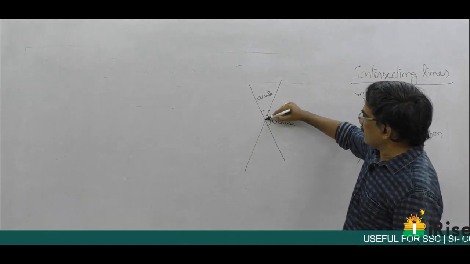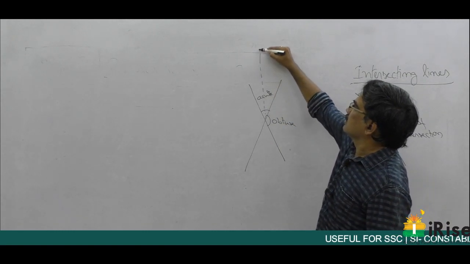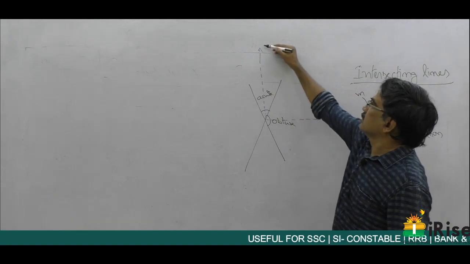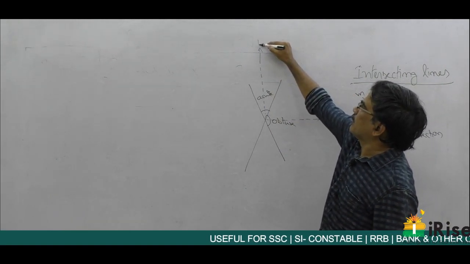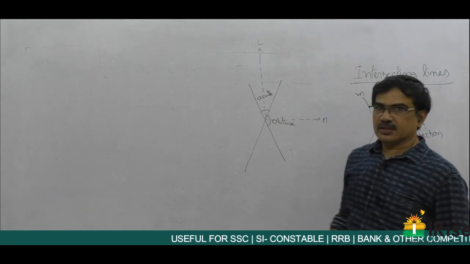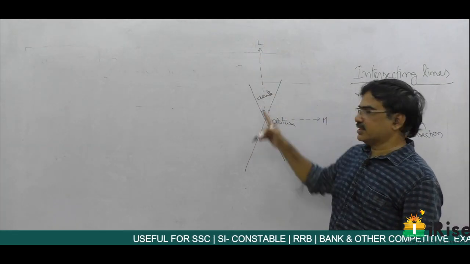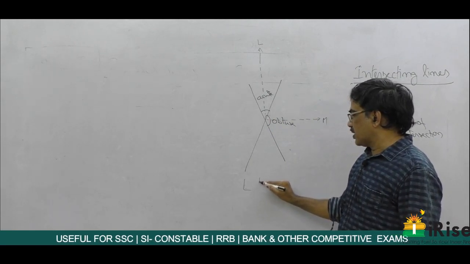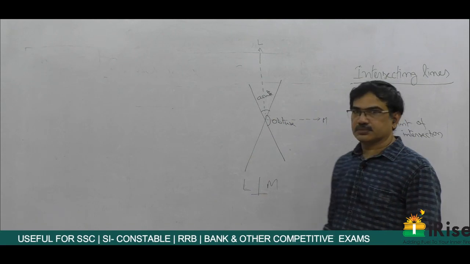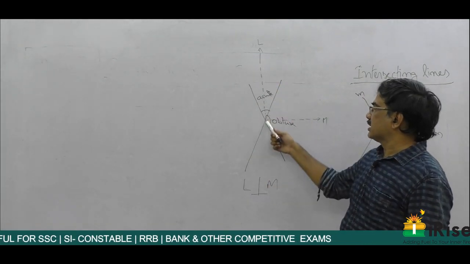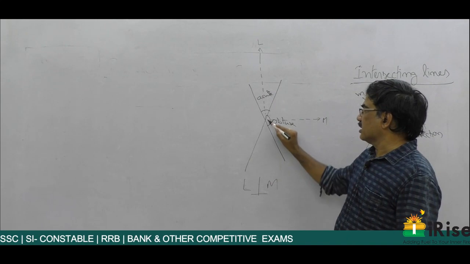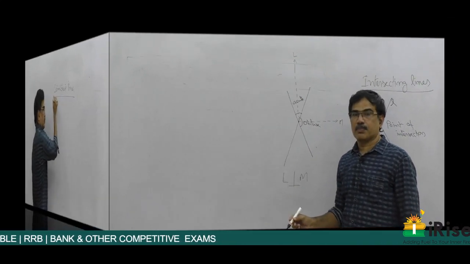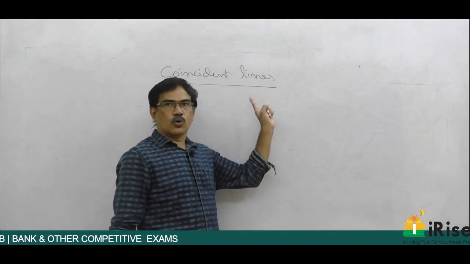If you draw the angular bisector of this and also the angular bisector of the obtuse angle, this is let it be capital L, this is capital M. The acute angle bisector and obtuse angle bisector are always perpendicular. The acute angle bisector and obtuse angle bisector at the point of intersection of two lines are always perpendicular. What are coincident lines?